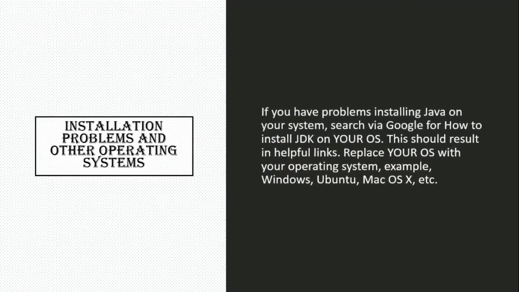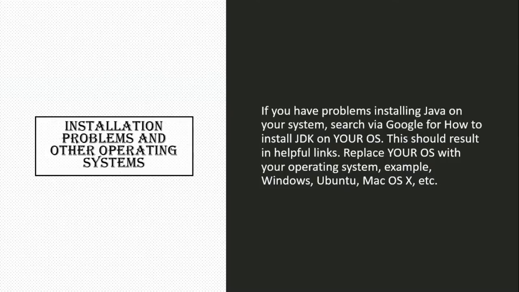Installation problems in other operating systems. If you have problems installing Java on your system, search via Google for how to install JDK on your OS. This should result in helpful links. Replace your OS with your operating system, for example Windows, Ubuntu, Mac OS X, etc.